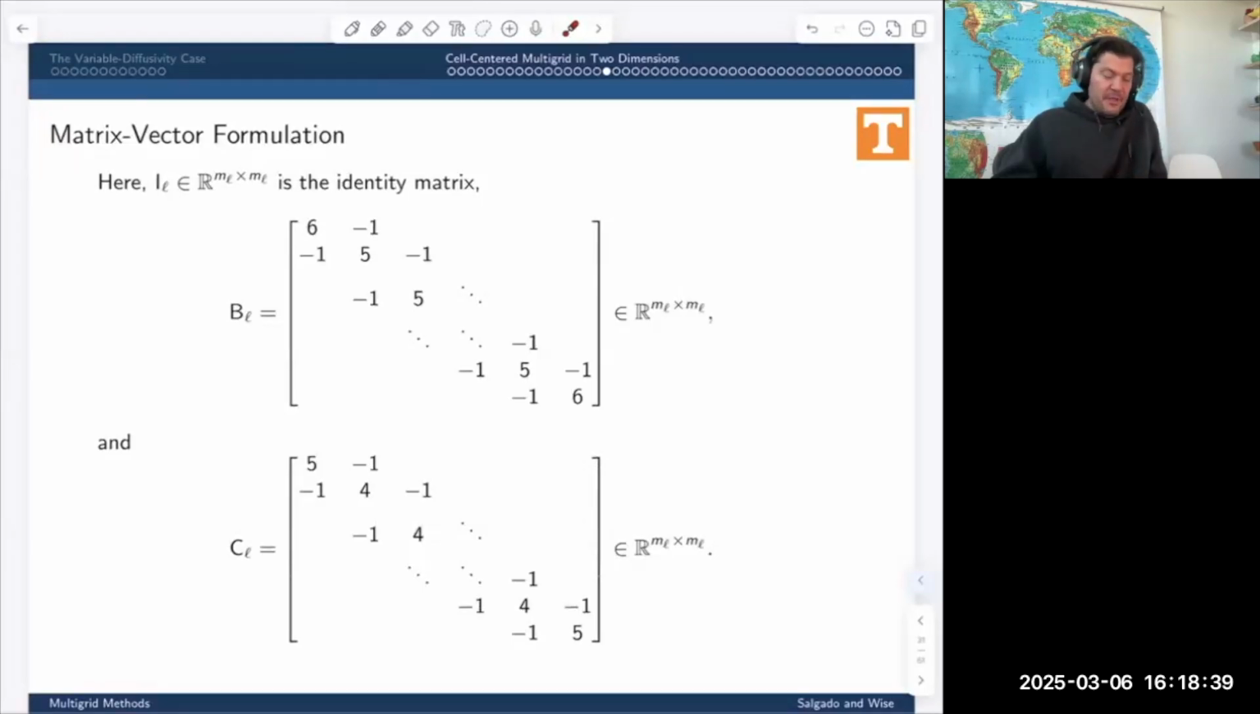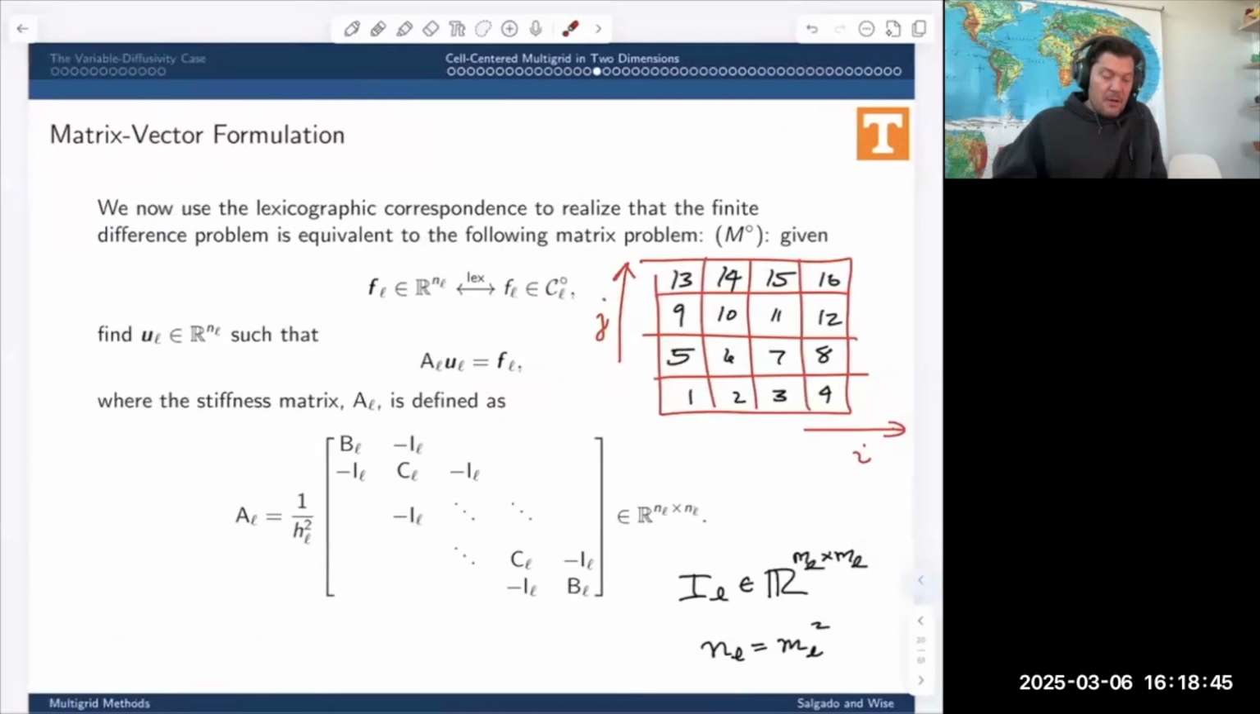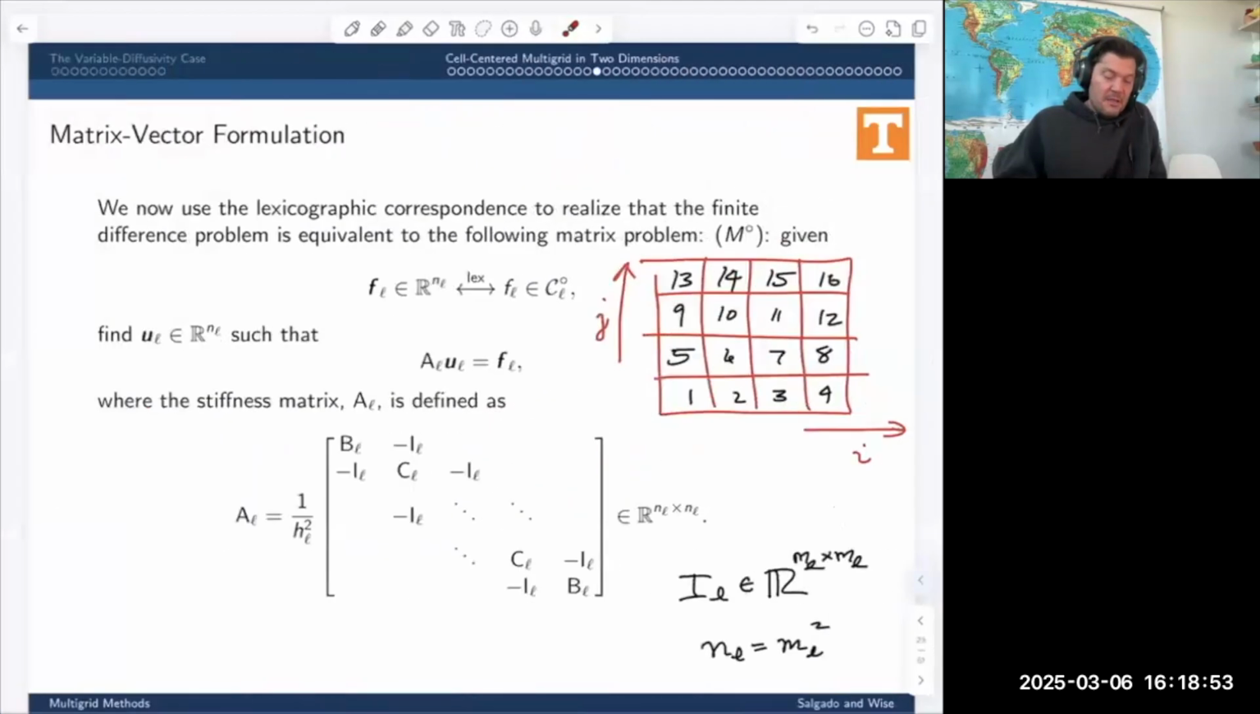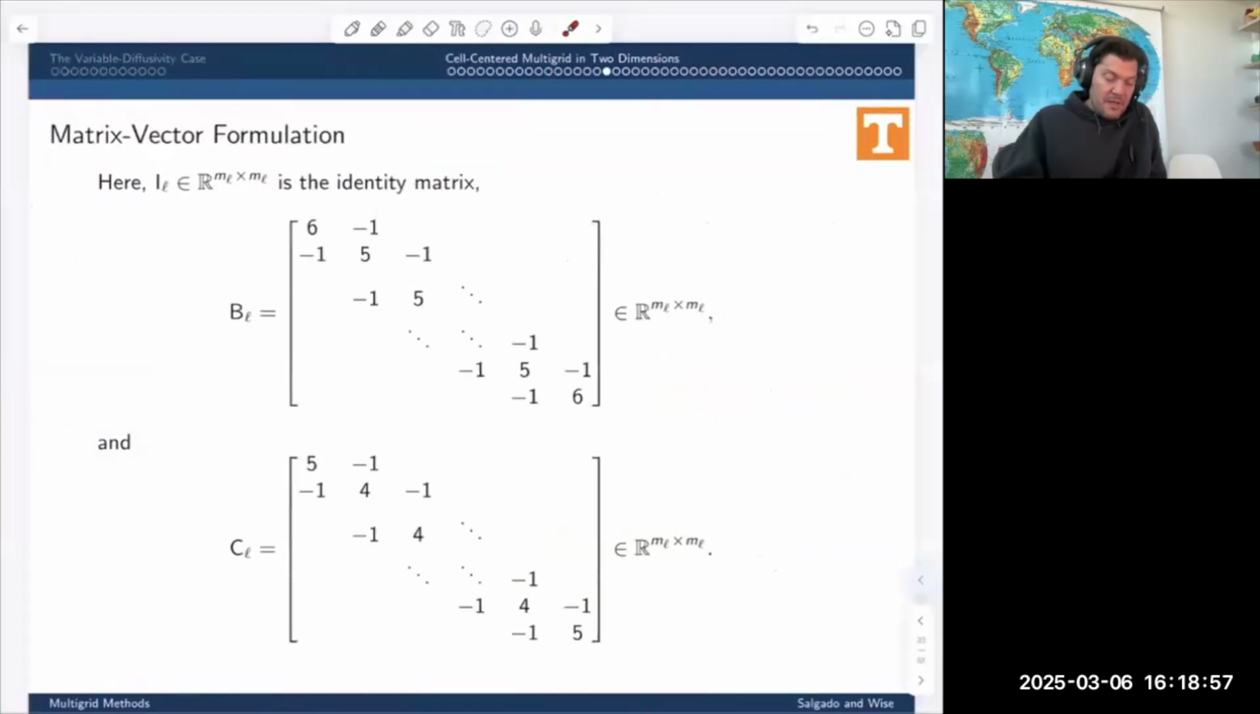So I'm not going to prove this. I'm not going to establish that these blocks are the way they are. As I said, it really follows from just writing out these equations for a few examples and seeing that this is precisely the structure that you get out of it with these block diagonal matrices.